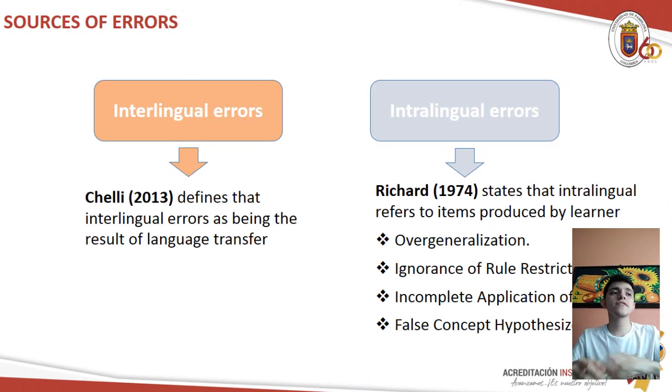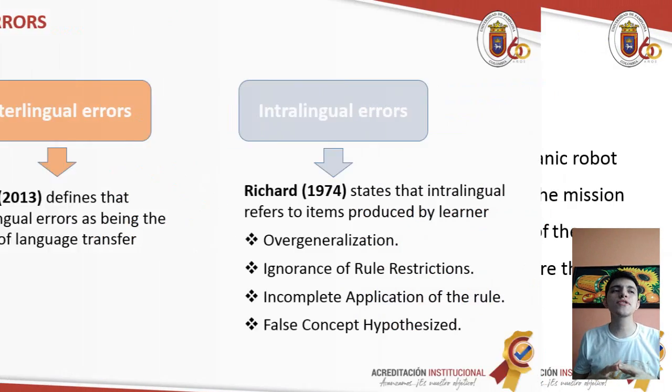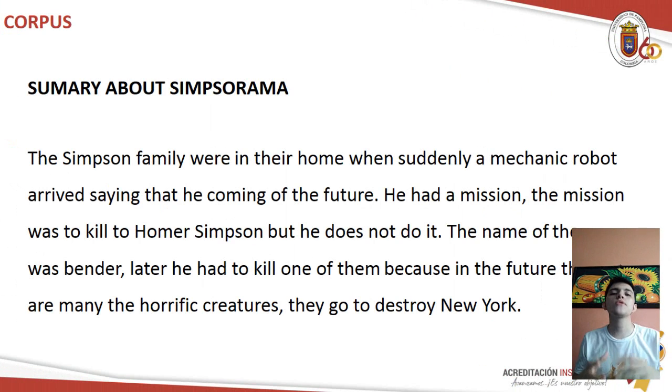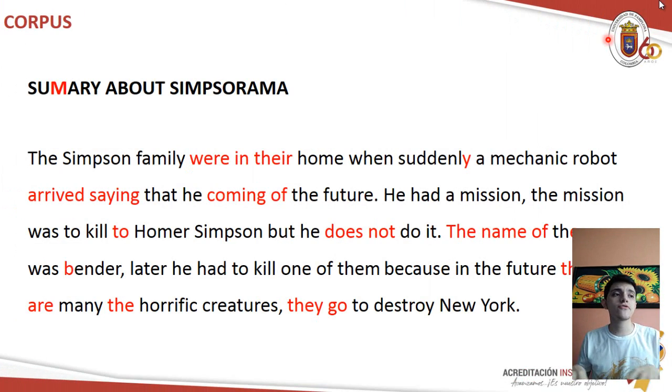Once I have provided this important information, I'm going to present to you the chosen text that I analyzed. This is a written production that learners were required to develop, and it is a summary of a Simpsons episode called Simpsorama. As you can see here, I have already highlighted those errors and mistakes that this student has committed. So now let's take a look at the error analysis grid that I have developed.